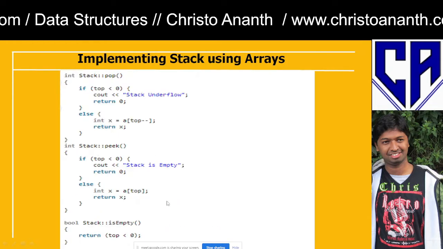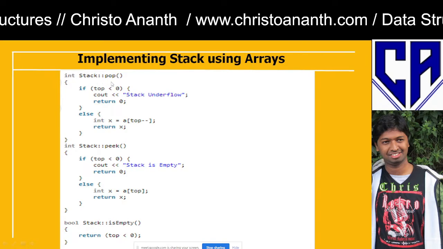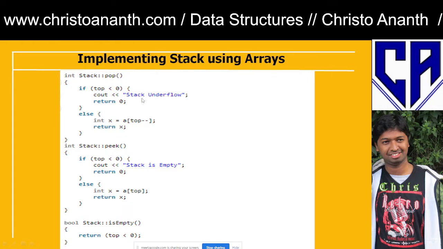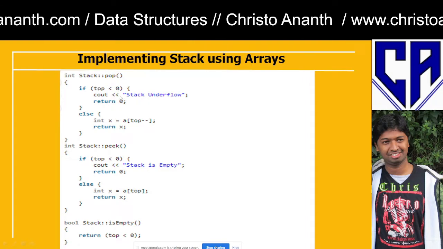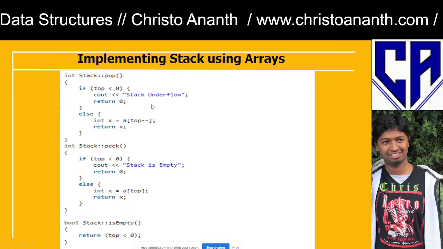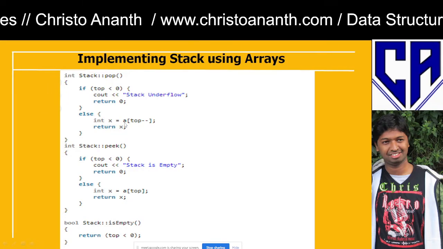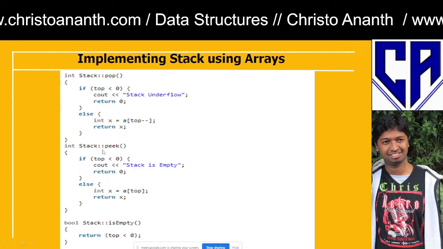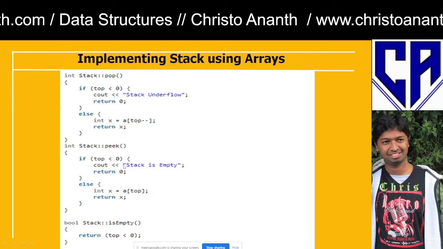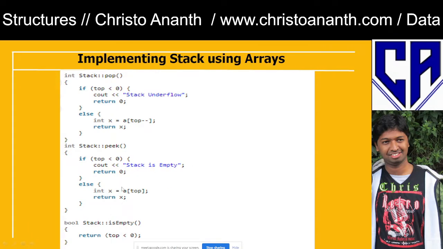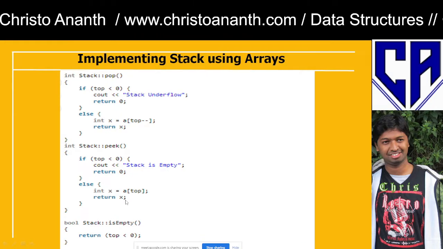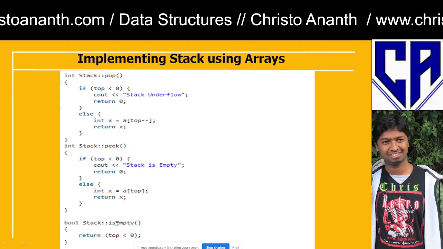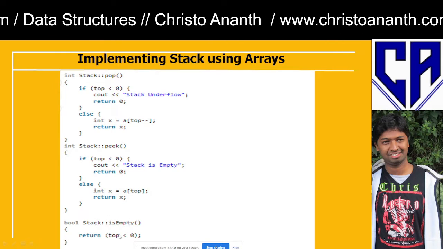And you are going to close the brace and go with the stack pop operation. Here, if top is less than 0, you are going to print stack underflow and return 0. So as long as it is less than 0, it is stack underflow. Else, int x is equal to a[top--], return x. Then the int Stack::peek function: if top is less than 0, it is empty, return 0. Else, int x is equal to a[top], you are going to return x. Finally, bool Stack::isEmpty: you are going to return top less than 0.